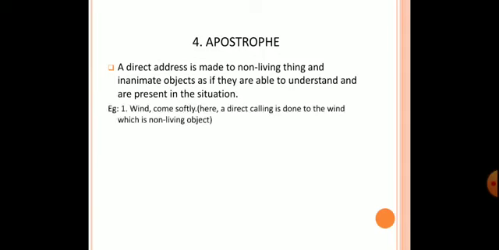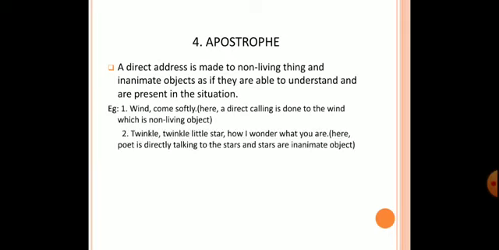We will have an example: wind comes softly. Now the poet is directly communicating or trying to talk with the wind, saying wind come softly. So over here, wind, being a non-living object, has been directly called. So this is known as apostrophe. The next example is: twinkle twinkle little stars, how I wonder what you are. You all might have memorized this poetry. Here the poet is talking directly to stars.